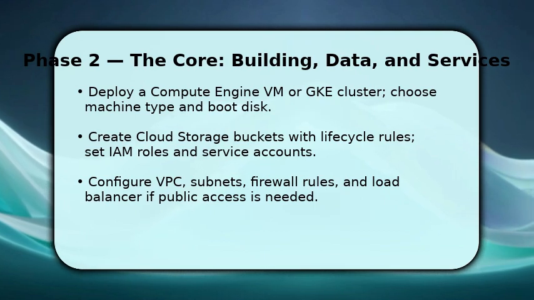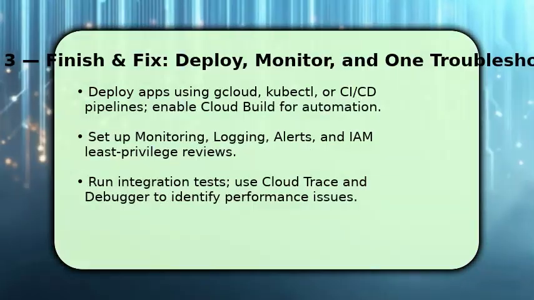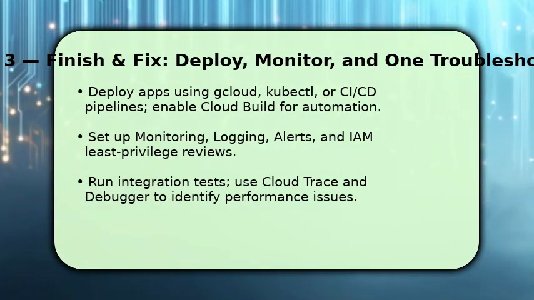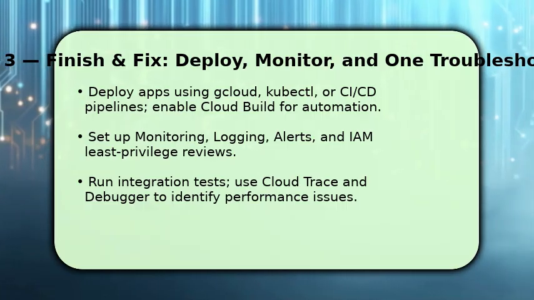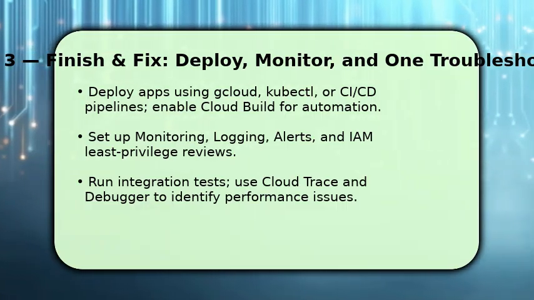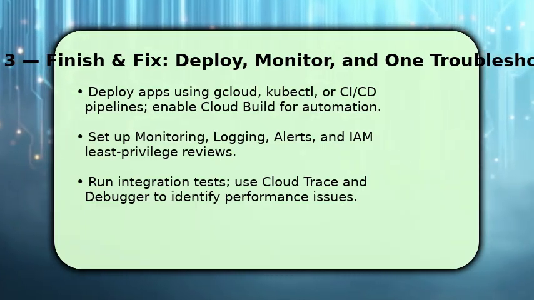Once done, test connectivity and verify logs flow into Cloud Logging. You finish by deploying code and validating everything works end-to-end. Use gcloud deploy or kubectl apply, or trigger a CI/CD pipeline with Cloud Build to automate releases, and make sure environment variables and secrets are injected via Secret Manager.